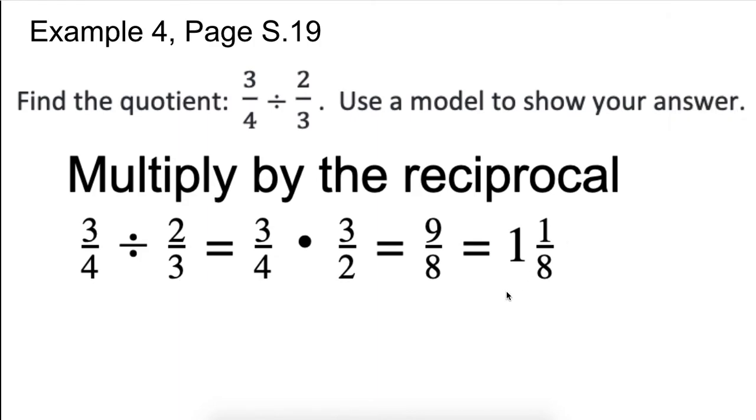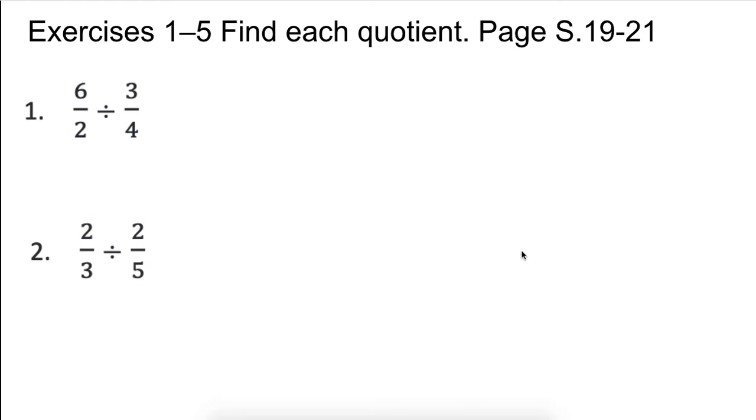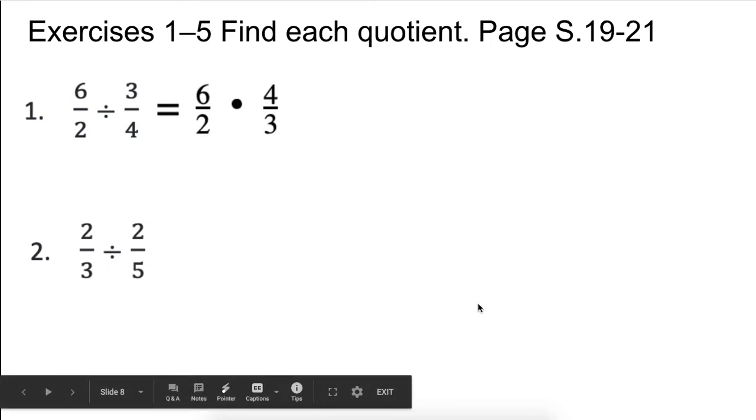Okay, so let's go on here. So with these here, I've got some examples worked out. So we got 6/2 divided by 3/4. So if we change that to a multiplication problem, we get 6/2 again. The first fraction doesn't change, times 4/3. And then when we multiply those together, we end up with 24/6.